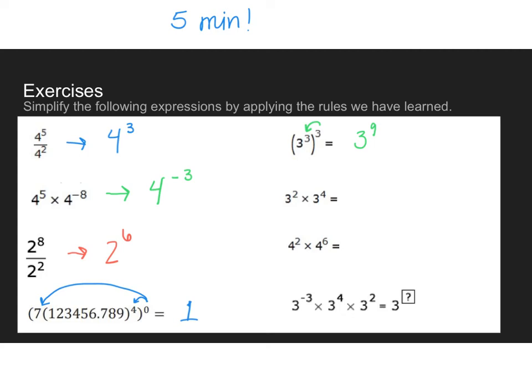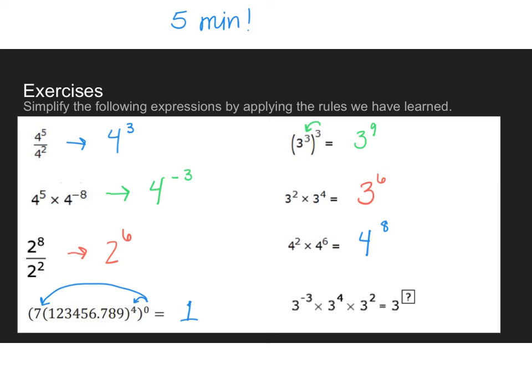Next, multiplying numbers with the same base, we're going to add the exponents. 4 plus 2 is 6. And we're doing the same thing with the one beneath it. We keep our base and we add those exponents, 6, 7, 8.